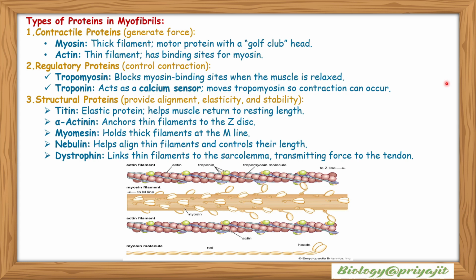So tropomyosin blocks myosin binding sites when the muscle is relaxed, and troponin acts as a calcium sensor, moving tropomyosin so contraction can occur. Then the other structural proteins, which provide alignment, elasticity and stability of the muscle cell, are titin, an elastic protein that helps muscle return to resting length; alpha-actinin, which anchors thin filaments to the Z disc; myomesin, which holds thick filaments at the M line; and nebulin, which helps align thin filaments and controls their length. Dystrophin links thin filaments to the sarcolemma, transmitting force to the tendon.